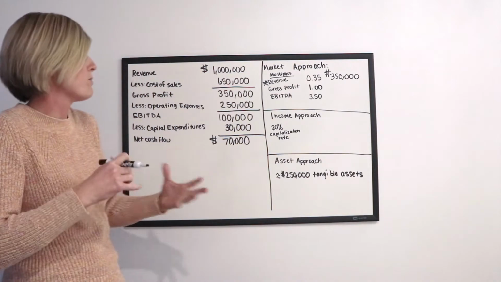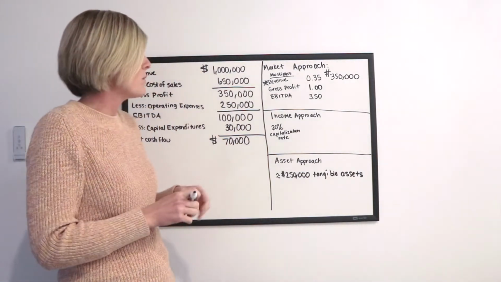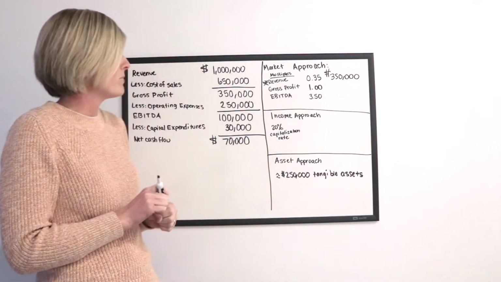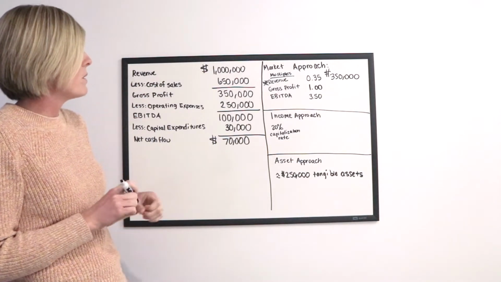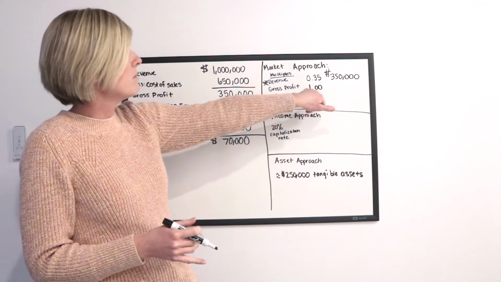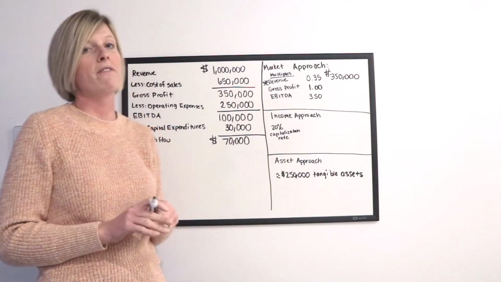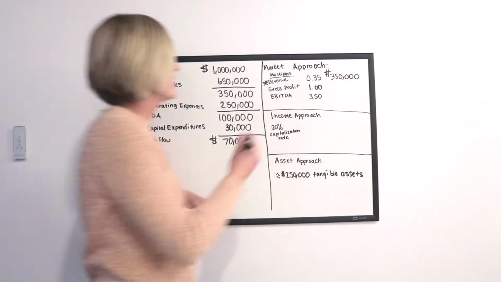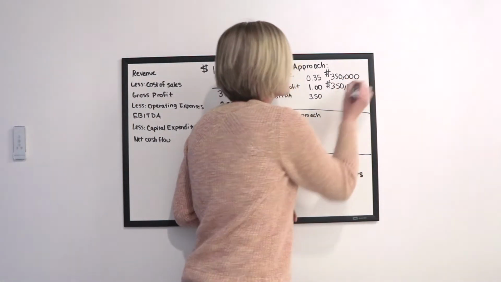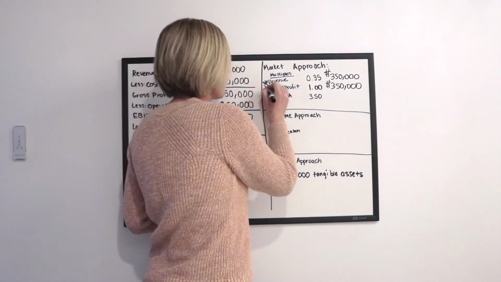Our next multiple is gross profit. That's another performance measure, right? We can see what other companies sell for in this same industry. And what we found when we did our research was that companies in this industry sell for about 1 times gross profit. So let's apply that to our gross profit. And again, here we are in our perfect world, because we got 350 again. So we've checked gross profit off the list.